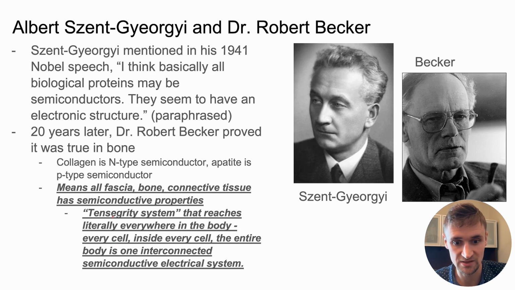So this tensegrity system, literally the semiconductive tensegrity system, literally reaches everywhere in the body, including inside cells, specifically via the integrin protein that we found only pretty recently in 2014. And that connects the connective tissue outside the cell to the cytoskeleton inside the cell. And it reaches the entire body. And so basically what you realize from this is that the entire body is one interconnected semiconductive electrical system.